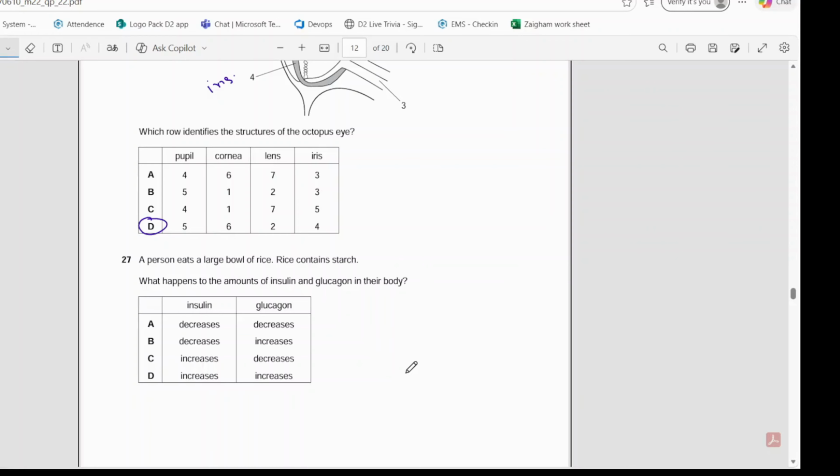What happens to the amount of insulin and glucagon in the body when a person eats rice? So when you eat rice, definitely the glucose level increases, due to which there would be more insulin produced. Okay. And glucagon would decrease. And the purpose is to convert the glucose into glycogen.